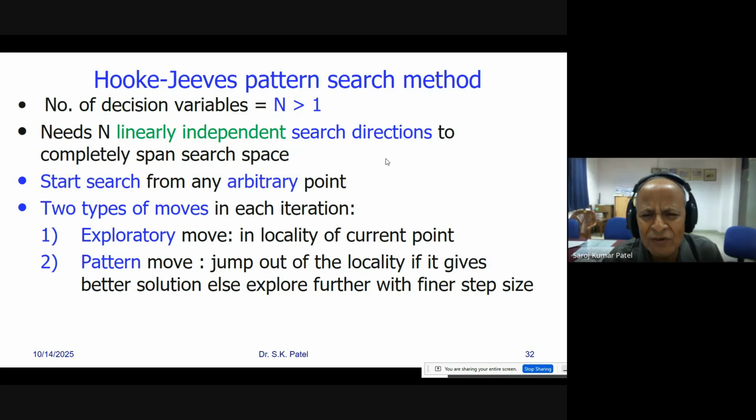So now let us discuss one of the numerical methods. There is the Hooke-Jeeves pattern search method. It consists of two moves. We start from any arbitrary point, and every iteration has two moves. In the exploratory move, we explore the locality of the current point, and then we take a jump from the current point to the next point based on the pattern that has been established.